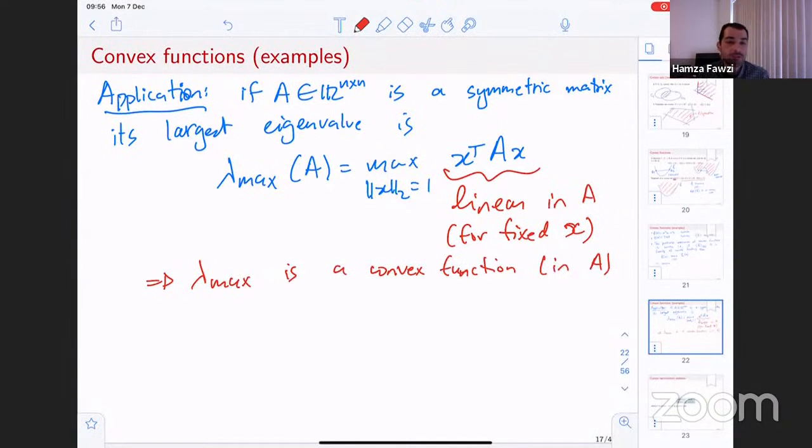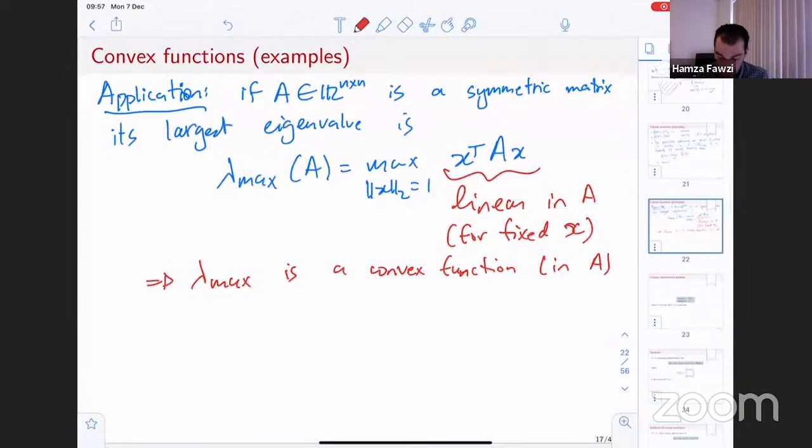So this means that lambda max of a convex combination of two matrices is less than the convex combination of the lambda maxes. This is an important application: the fact that the largest eigenvalue of a symmetric matrix is convex is an important thing to know.